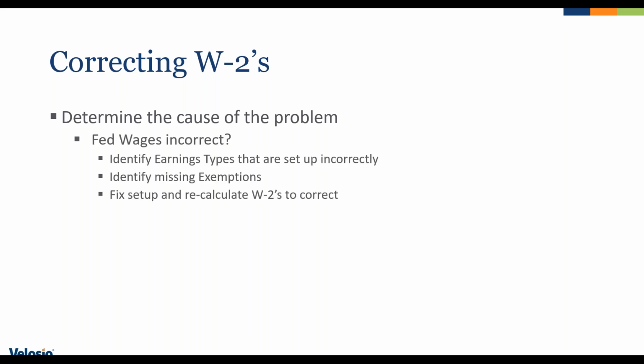Now, if you determine that corrections need to be made to the W-2s, we first want to try to determine what's causing it to be incorrect. And there's several potential causes for that. One would be, is it the federal wages that appear to be incorrect? If so, then check for any earnings types that might be set up incorrectly. Identify any missing exemptions that should exist. And if any items like this are found, you want to make sure first that you correct the setup, and then you can rerun the W-2 calculation process and review those amounts again.